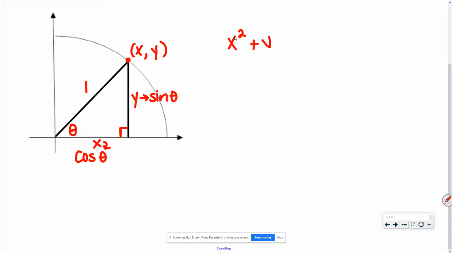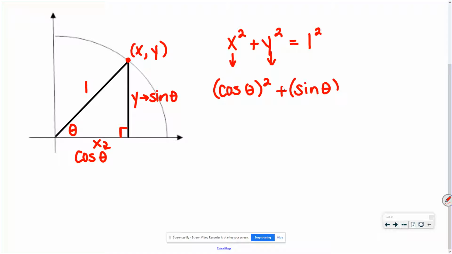Pythagorean theorem is something you can apply to a right triangle, which this one is, and it would look like x squared plus y squared equals 1 squared. If we were to rewrite the x and the y as sine and cosine instead, we would get something that looks like cosine squared plus sine squared equals 1. And that is the first trig identity, Pythagorean identity, that is listed on that previous slide.